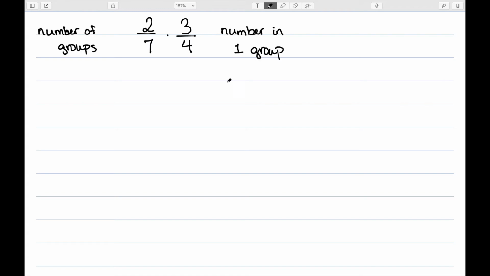Now that we know how to multiply fractions, why is it that we can multiply this way? Why does this work? Let's explain this using a problem. 2 over 7 times 3 over 4. Our definition says 2/7 is the number of groups, and 3/4 is the number in one group. What we're looking for is the number of units that we have in 2/7 of a group. So we want to know how much of a unit there is in 2/7 of 3/4 of a unit.